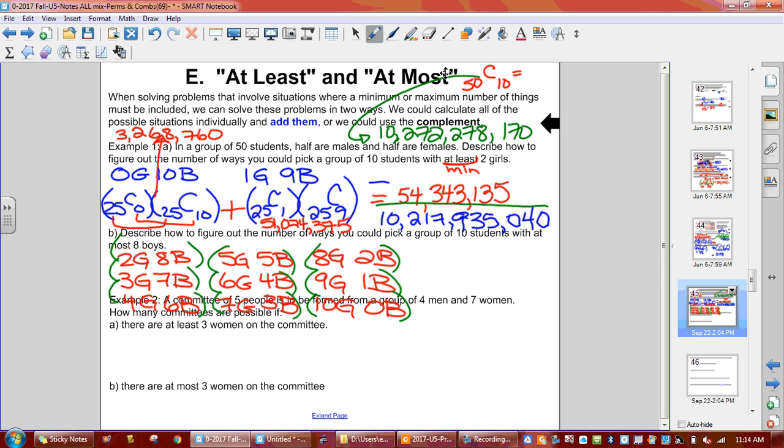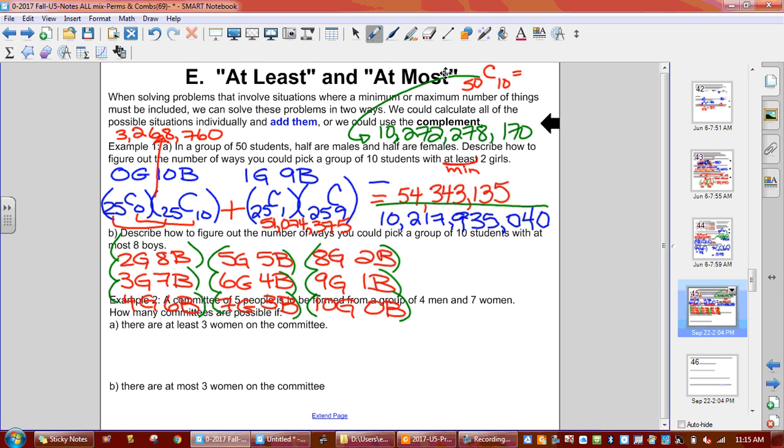Well, look what we have here. 9 boys and 10 boys. So, is it going to change? No, the answer is going to be identical for both of them, because they're just asking the question in a different way. Because here they're saying, how many ways can you pick 10 students with at most 8 boys?